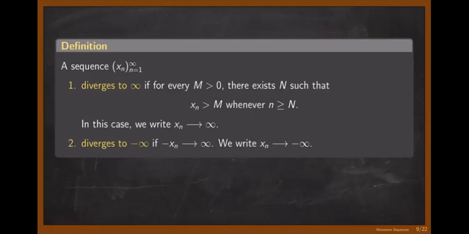Meron akong in-add na definition dito. No. Sometimes, the terms of a sequence tends to get larger and larger without bound, no? Or smaller and smaller without bound. So, in that case, we say that x sub n diverges to infinity. We do not say converges to infinity, ha? That's weird. Kasi first of all, pag convergent ang sequence, dapat bounded siya. If a sequence tends to infinity, that's not convergence, no? Ang tamang term natin doon, the sequence diverges to infinity.